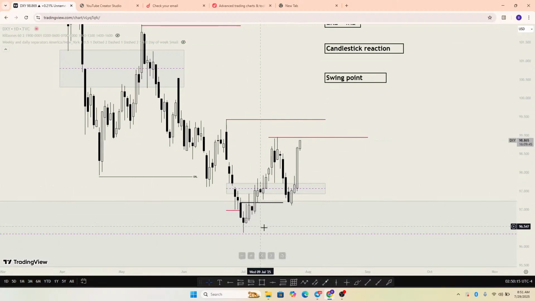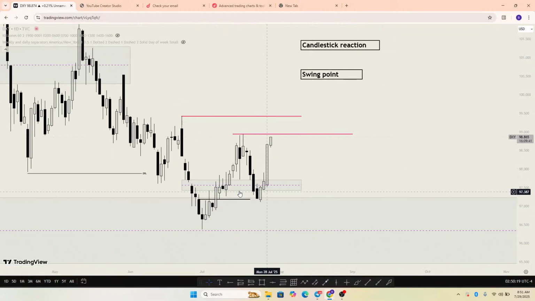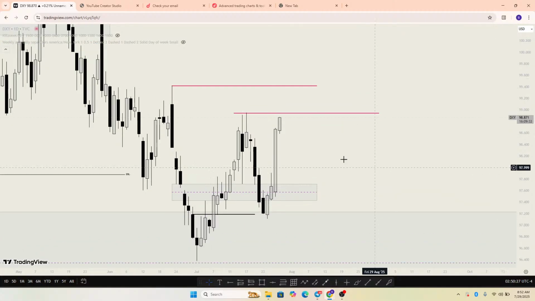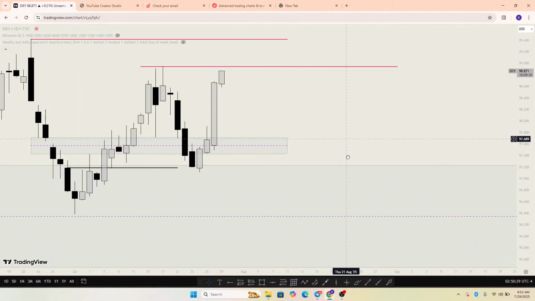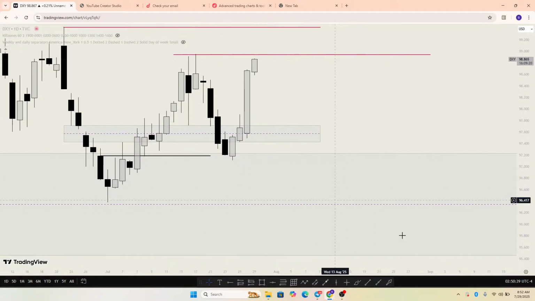This is the level price reacted from on the weekly. And then this week, we see price reacting off this level. Now, how do we frame our trade on the daily? Last week, on Wednesday, Thursday, Friday, we see a swing formation. Do you see it? Now, how is this a swing formation?